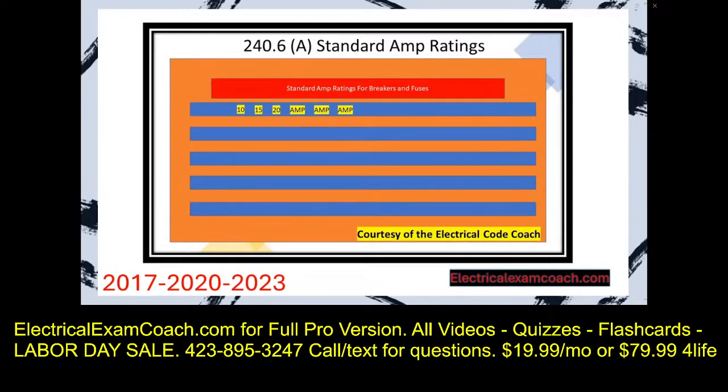Starting on the left-hand side is where it starts with our numbers. You should pull your codebook out and look at it now. If you're in the 2023 and later, it's going to start with 10 amps and go up. And in the 2020 and previous, it's going to start with 15 amps and go up. And then it goes up by fives: 15, 20, 25, 30, 35, 40, 45, 50. And when we get to 50, it starts jumping by tens and even larger numbers as we move up in amperage.